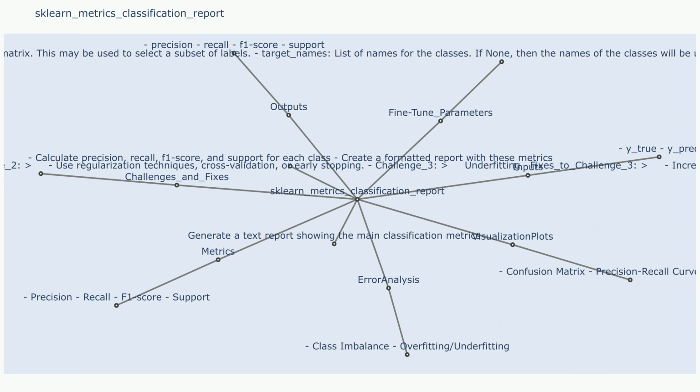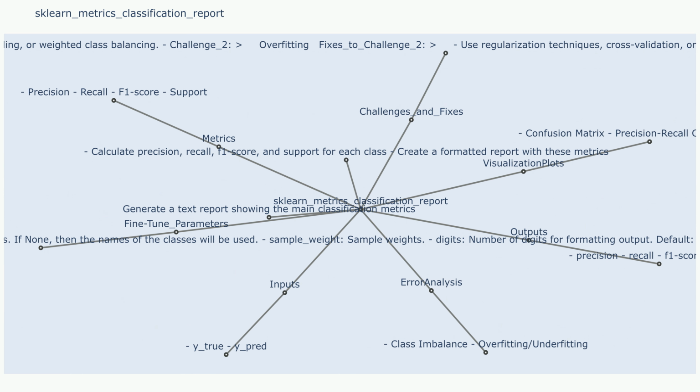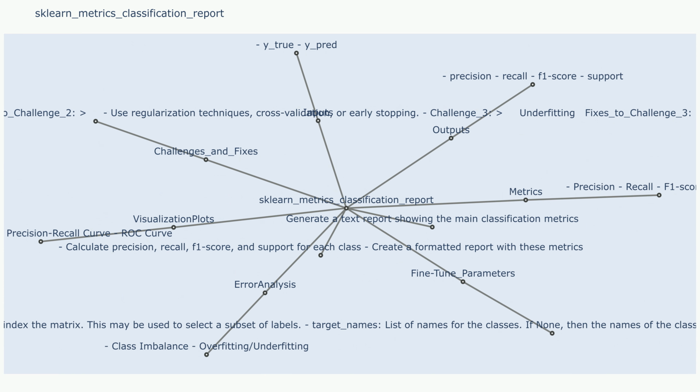Challenge 2. Multi-class classification. When dealing with multiple classes, the classification report can become complex. Sample use case that resulted in challenge 2: a dataset with 5 different classes. Fixes to challenge 2. Use visualizations, such as confusion matrices, to understand the model's performance for each class. Focus on the metrics that are most relevant to the specific task, such as precision for certain classes or recall for others.